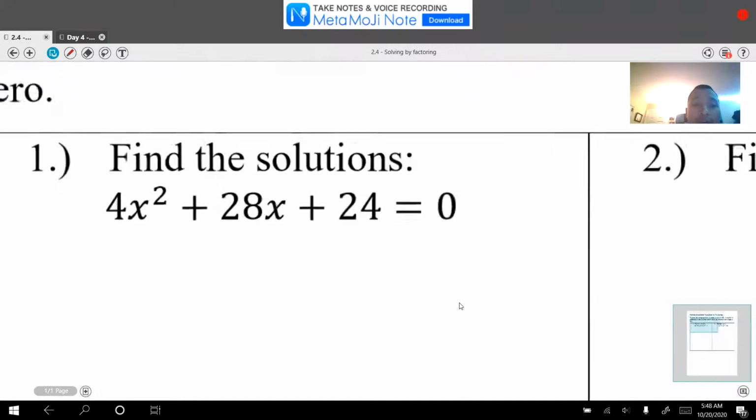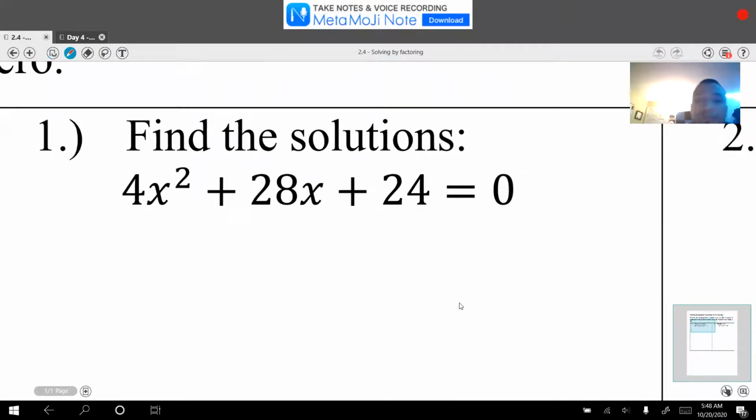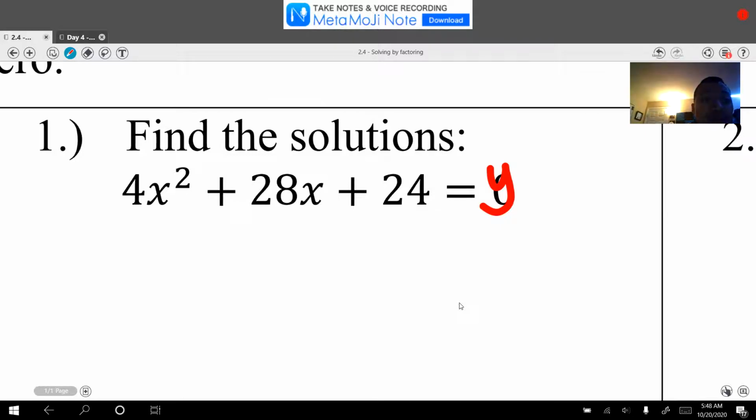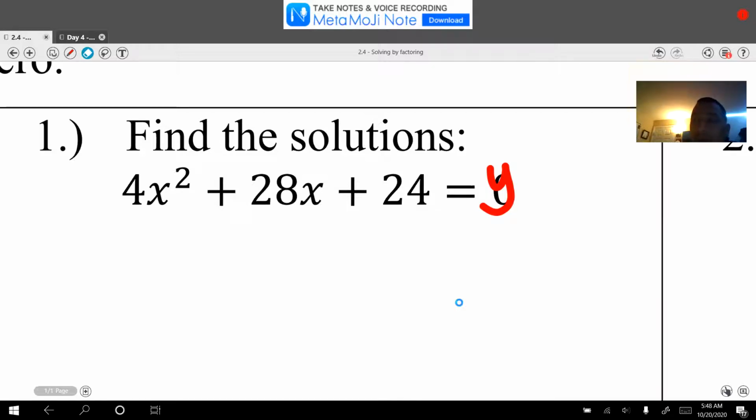So if I were to give you this problem in a different way, the 0 would be technically your y value or your y variable. In this case, it's already done, so we don't actually have to do that, okay?